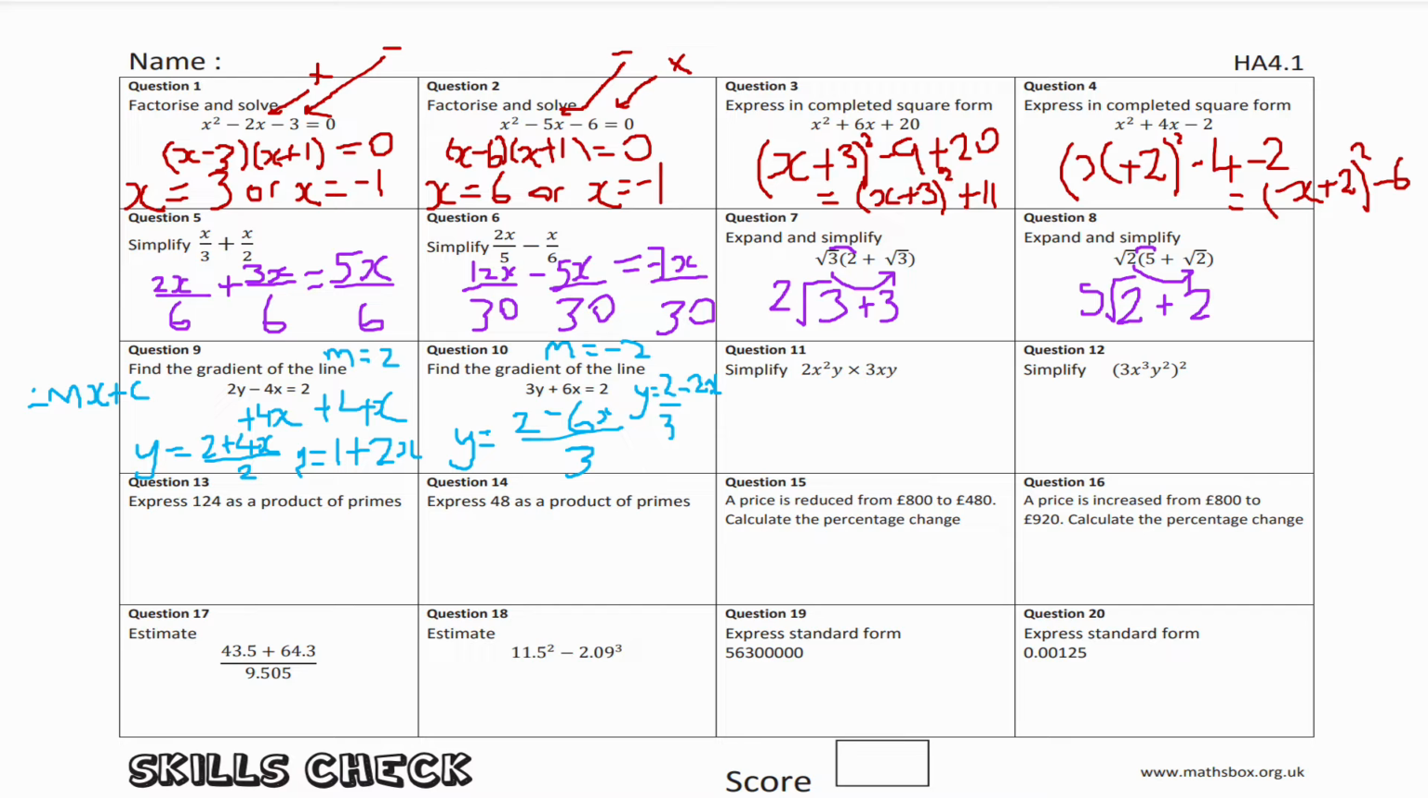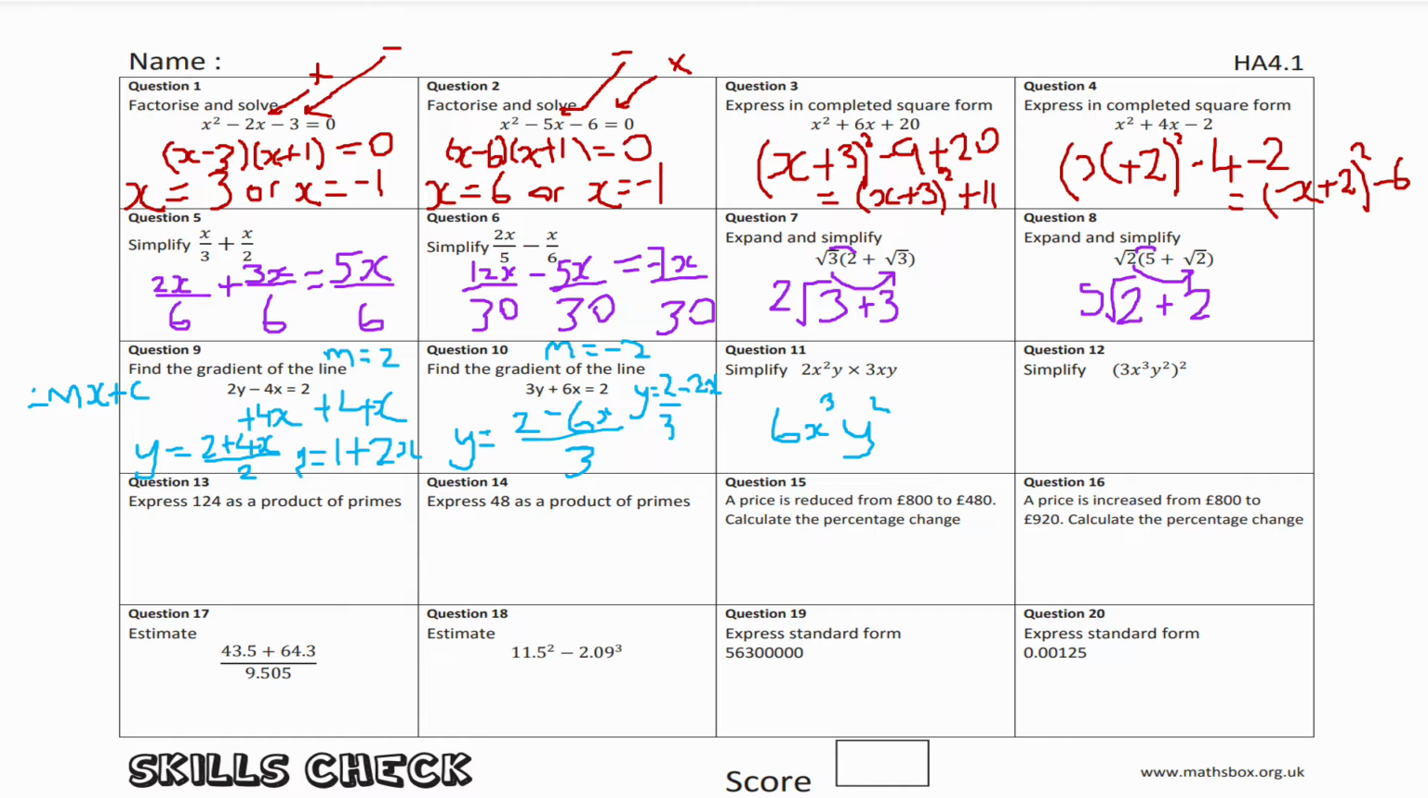This is question number 11, guys. Simplify 2x squared y times 3xy. 2 times 3 is 6. X squared times x is x cubed. And y times y is equal to y squared. Okay, so this is just simplifying indices and powers.